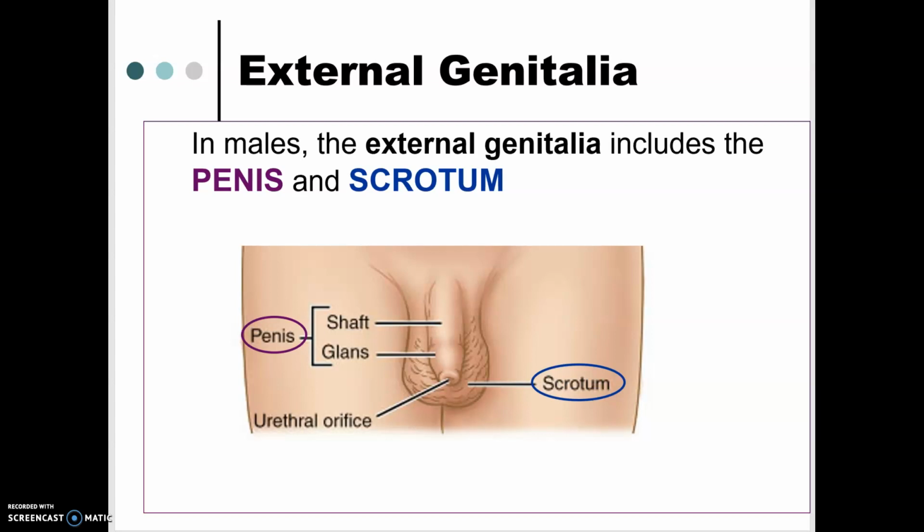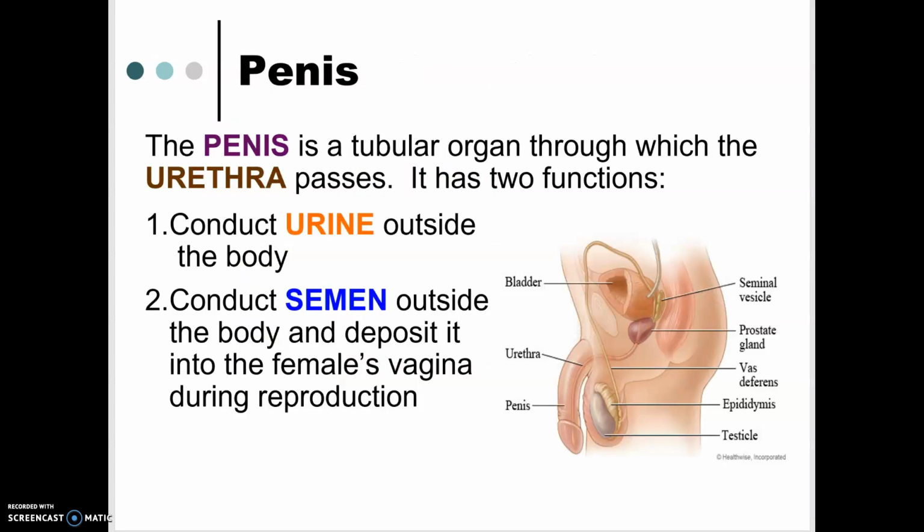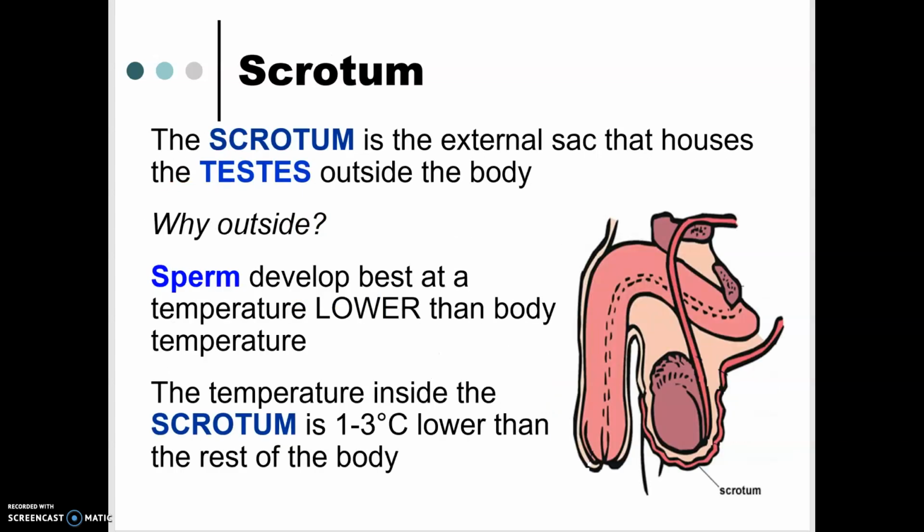Now in males the external genitalia includes the penis and the scrotum, and you can see those in the figure there. The penis is a tubular organ, and the penis of course has the urethra that passes through it. So the penis is going to have two functions: one, to conduct the urine to the outside of the body from the urinary system, from the bladder, and two, to conduct the semen outside of the body and deposit it into the female's vagina during reproduction. So the movement of urine and the movement of semen is the main role for the penis.